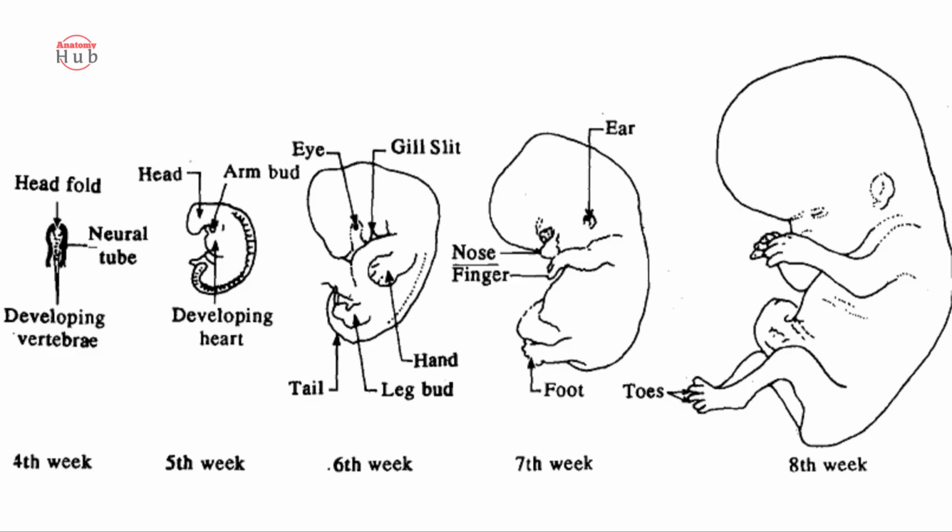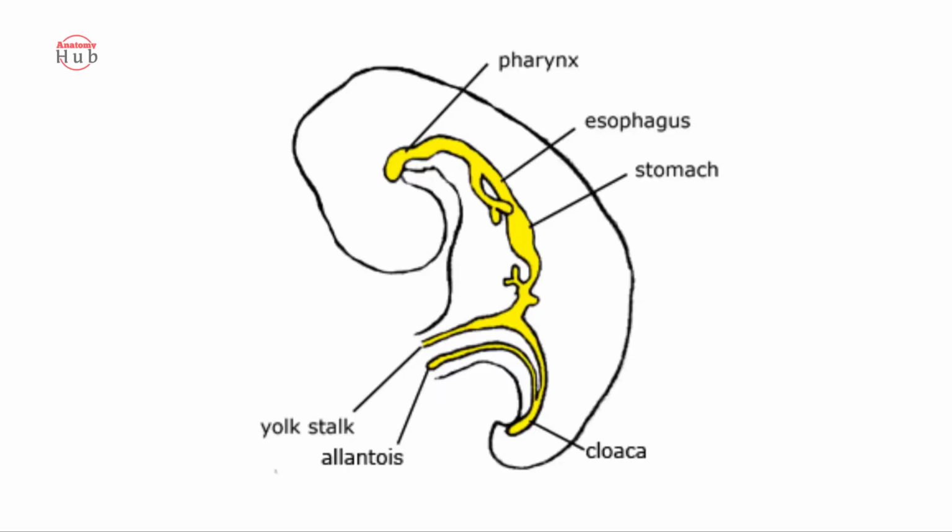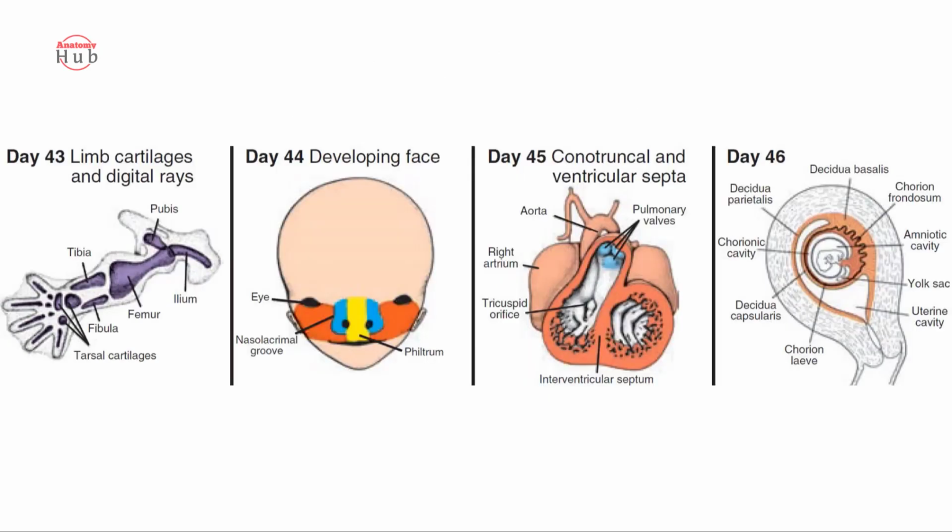At the 7th week, there is remarkable change in the limbs. Notches appear between digital rays indicating future digits. Communication between the midgut and the yolk sac is reduced to form the yolk stalk. The midgut loop enters the extraembryonic coelom that forms the umbilical hernia. Limb bones show appearance of primary centers of ossification.